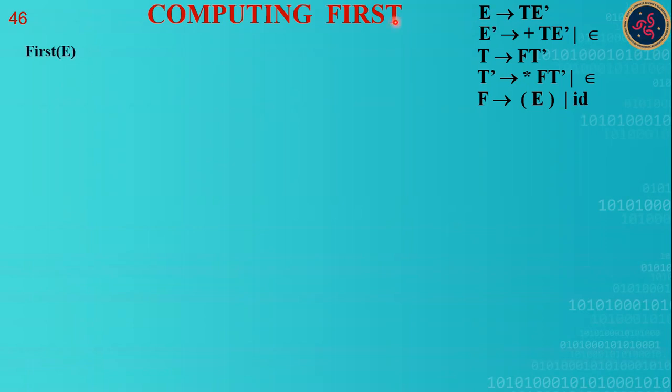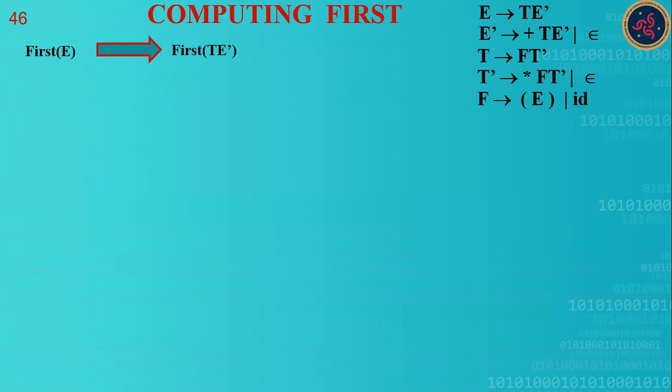First of E means, when we look into this grammar, the first symbol on the right side of this production is a non-terminal, right? We need to find the first of the right-hand side of this production. So here we have the first of T and E prime. So what will be the first of T and E prime? Here it can be the first of T or the first of E prime.